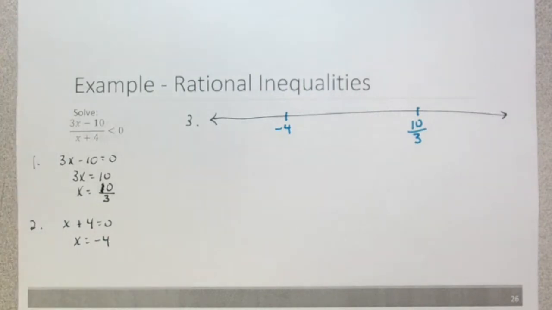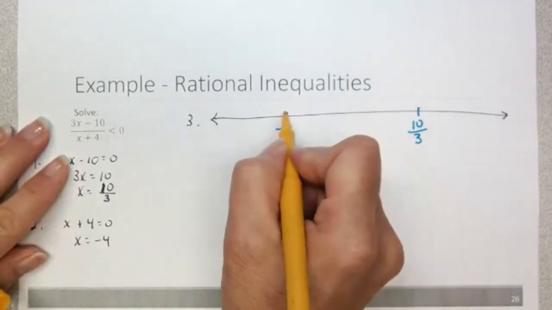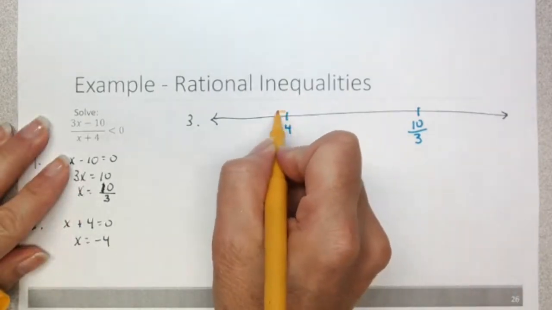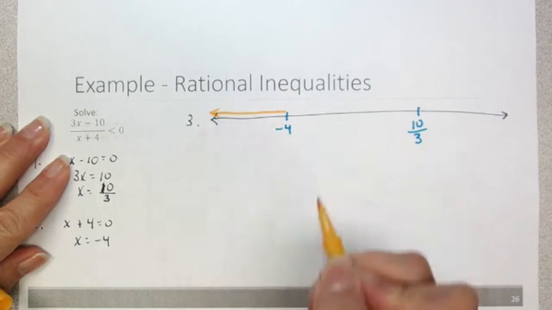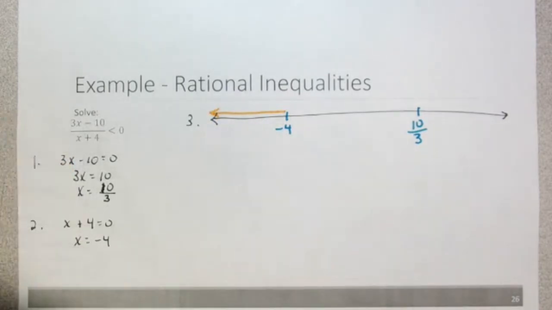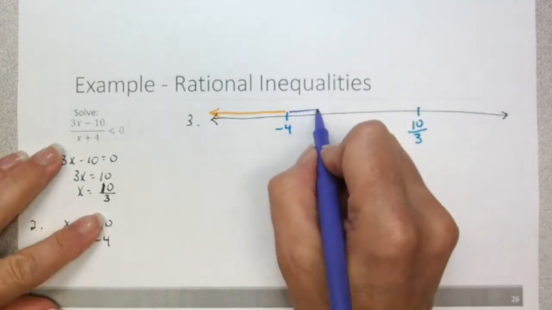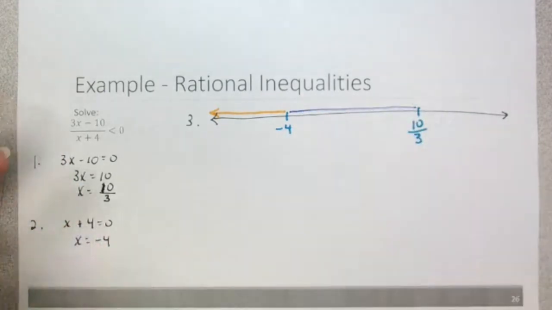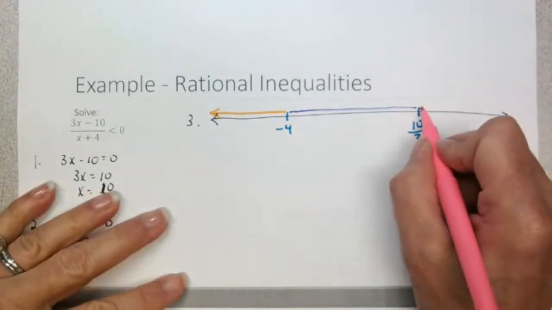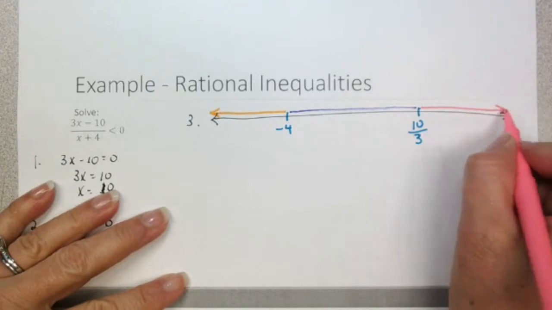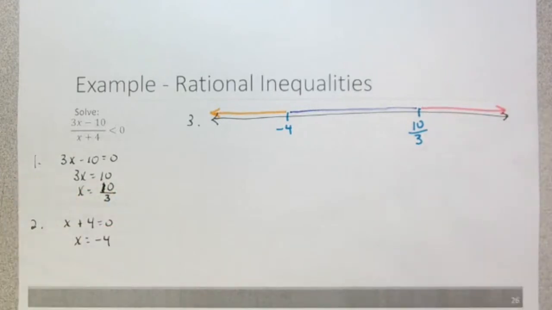We have intervals that we can test. One interval will go from -4 off to -infinity. Another interval will be between -4 and 10/3, and then we have a third interval, all values greater than 10/3. Three intervals, so that was our step 3.